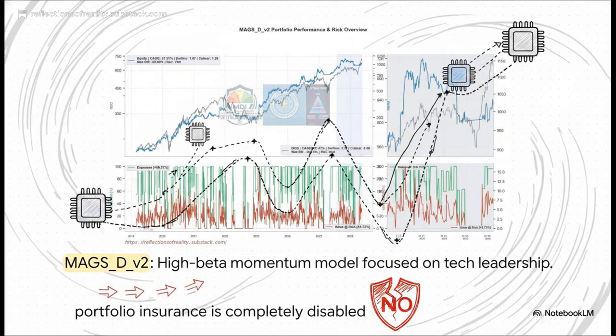Finally, offering a total contrast to the others, we have MGS_D_V2. This is a completely different beast. It's a daily high beta momentum model focused exclusively on a mega cap tech basket. It's practically designed to ride that massive NVIDIA concentration wave we saw priced at 97% earlier. And here's the kicker. Because it's a pure momentum engine reacting on a daily basis, portfolio insurance is completely disabled.